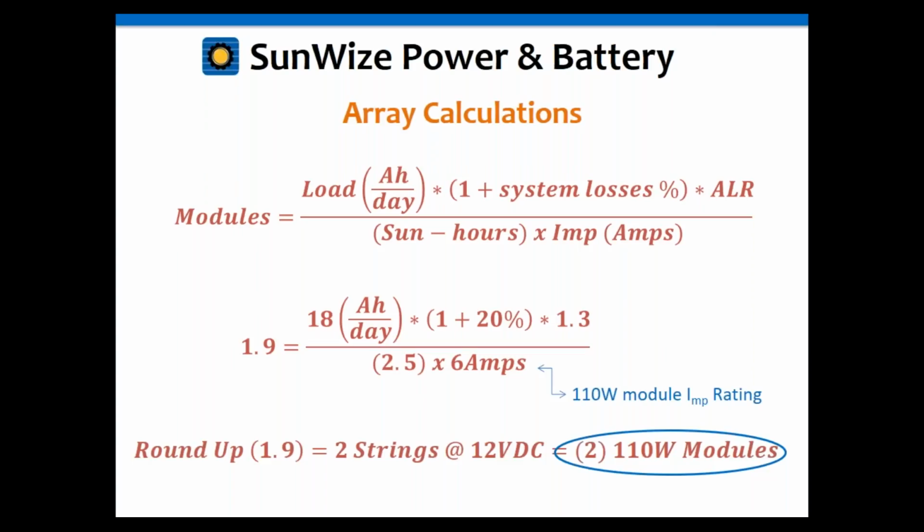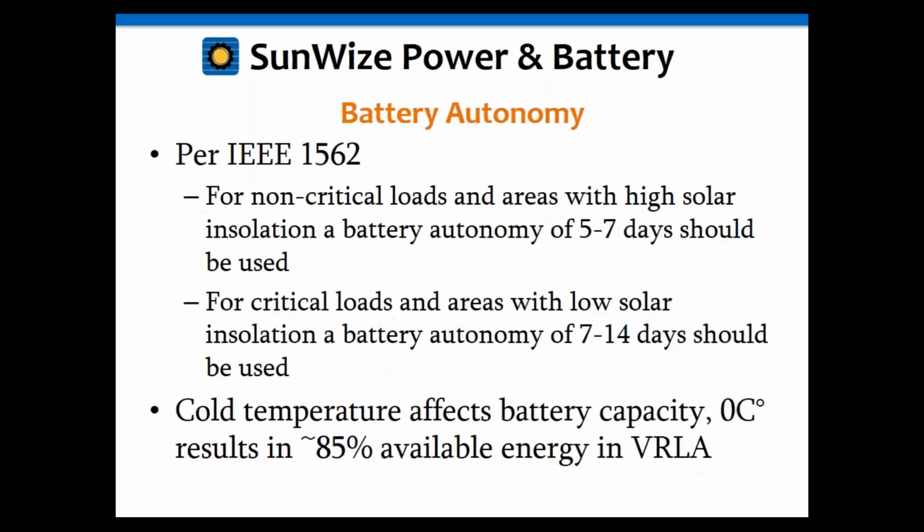So if you're on the limit of the number, you may want to adjust your module and try a module with a different current rating to be a little more cost effective, so this design is a little more efficient. So again, we rounded up, so we need 2 strings in parallel here of the 110 watt modules.